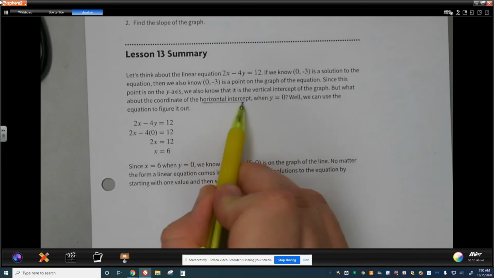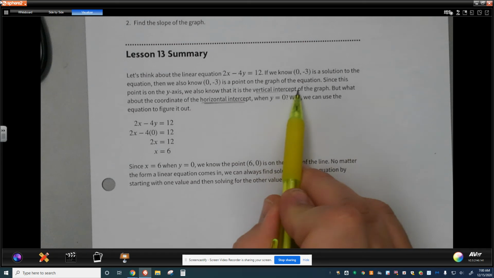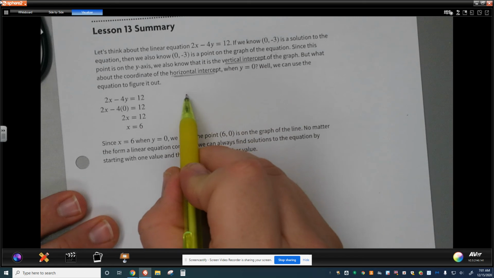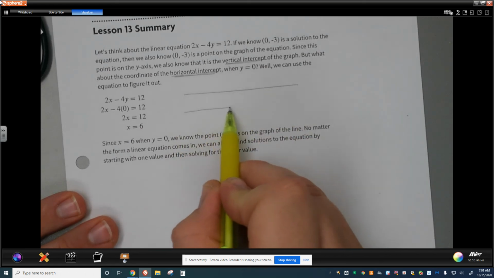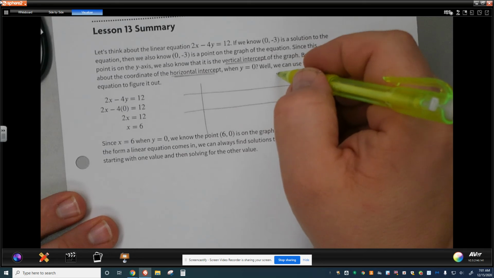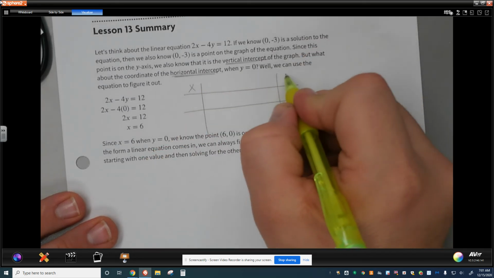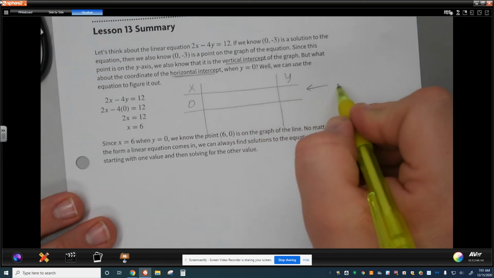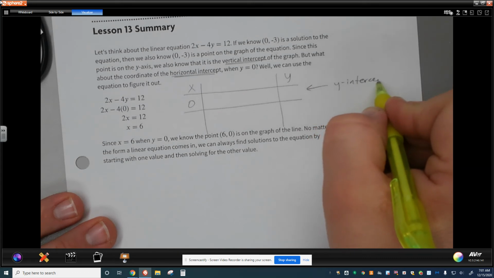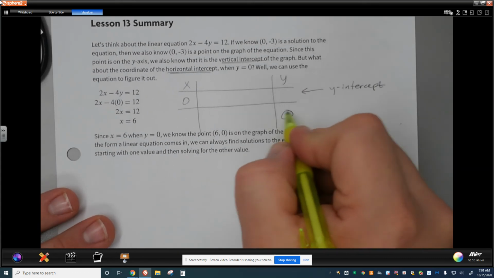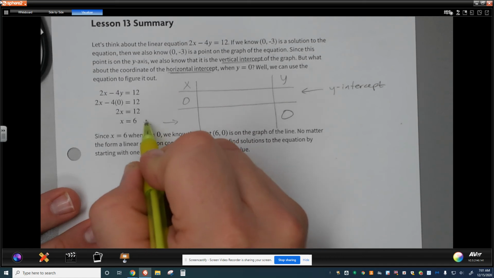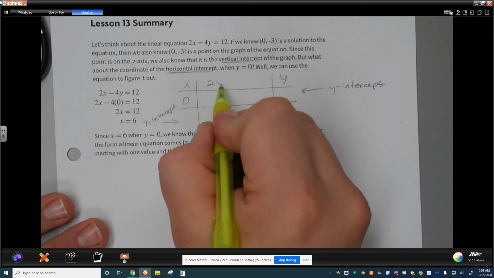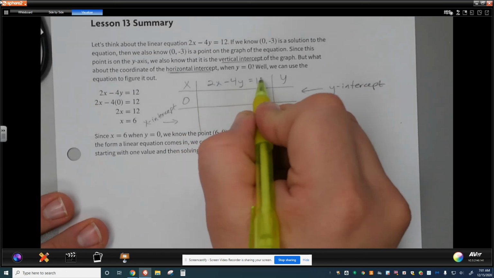So we're doing an introduction here of a horizontal intercept and a vertical intercept. I like to look at this in a table, because sometimes it helps me to see it a little bit better. I'm only going to be looking for two ordered pairs: when x equals 0, this one up here would be my y-intercept, where I'm trying to find out what y is, and when y equals 0, I'm trying to find my x-intercept. I use that same equation, 2 times x minus 4 times y equals 12.